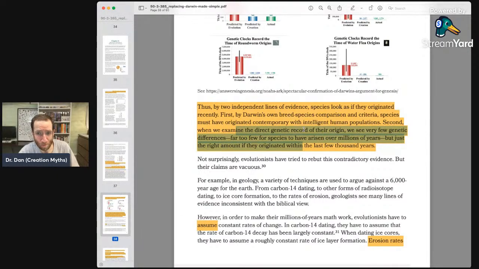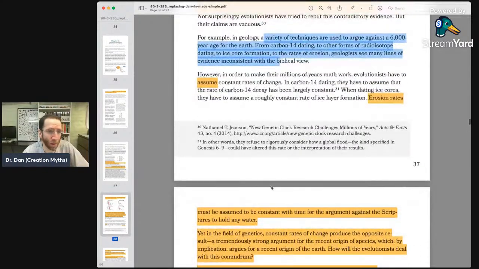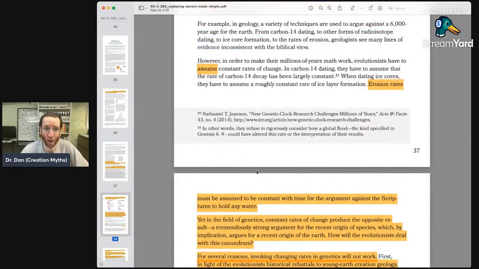Here's where we get a fun one. He starts talking about radiometric dating, and this is really bad. This is really bad because he's making another one of those "you have to be consistent" arguments, ignoring that fields are different and processes are different.